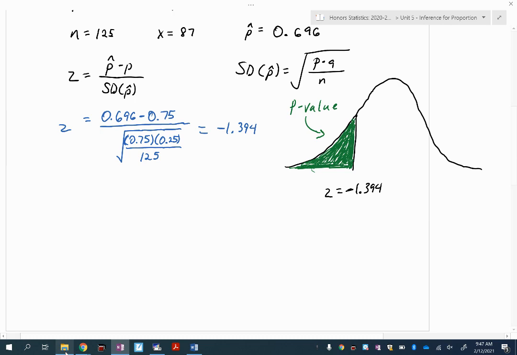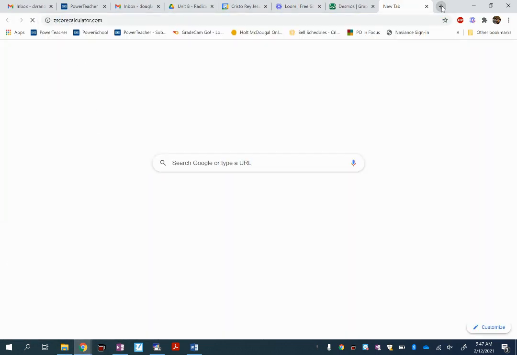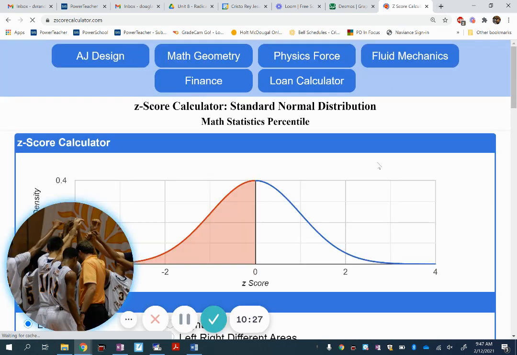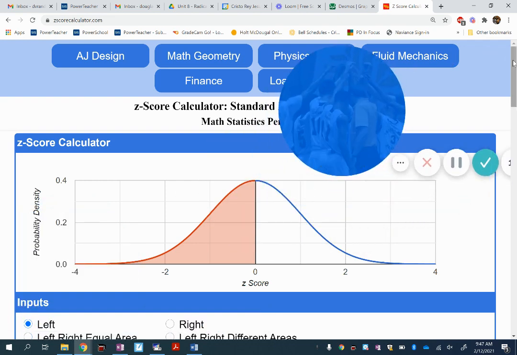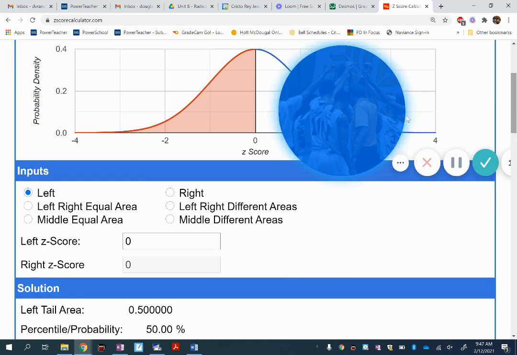All right? Now, let's go to zscorecalculator.com. Now, I've used this a couple of times, and so I always include this link. I think it's helpful. All right, let me get this guy out of here.